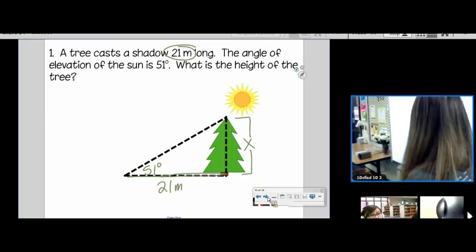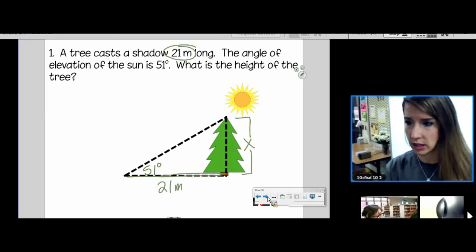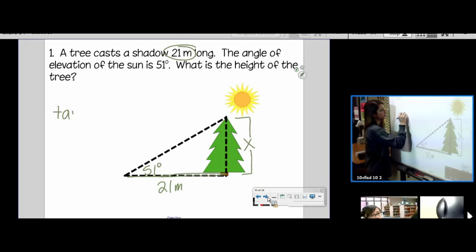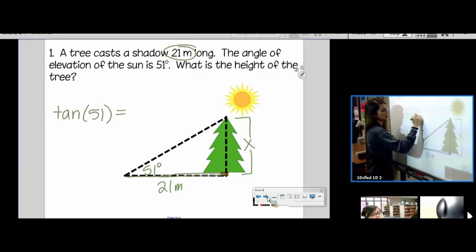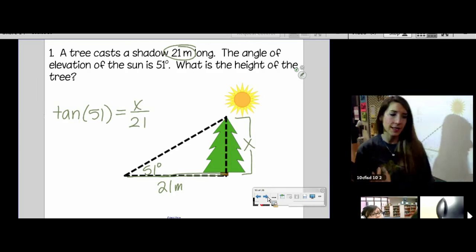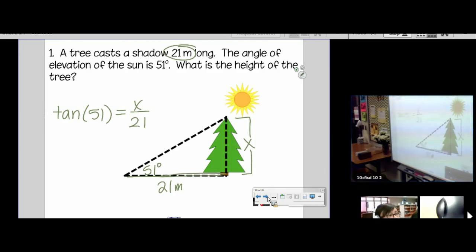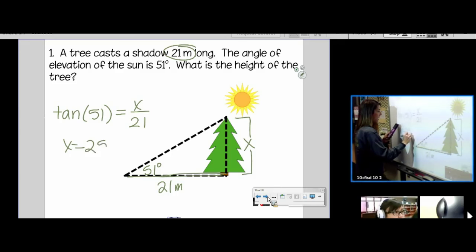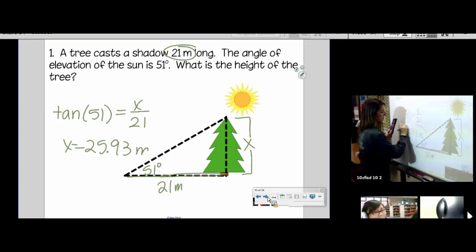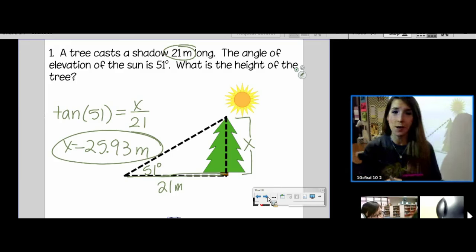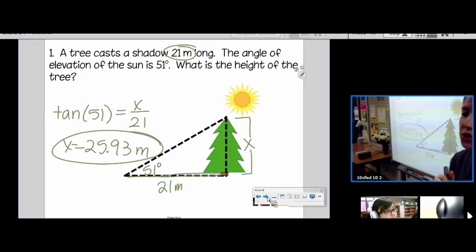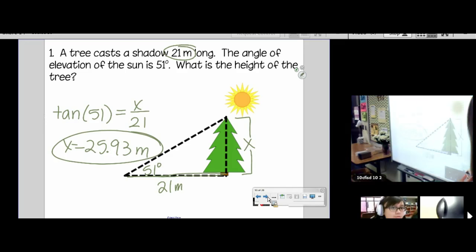I'm going to work quickly through the trig because this lesson is not about the trig. It's about drawing the picture and setting it up correctly. All right, opposite over adjacent. So tan 51 equals opposite over adjacent. X is in the numerator, so we're going to multiply 21 times tan 51, and the height of that tree is 25.93 meters. It's a word problem, so we need a word in the answer, so make sure you put your units, meters. We're going to round to the nearest hundredth unless someone tells us otherwise.